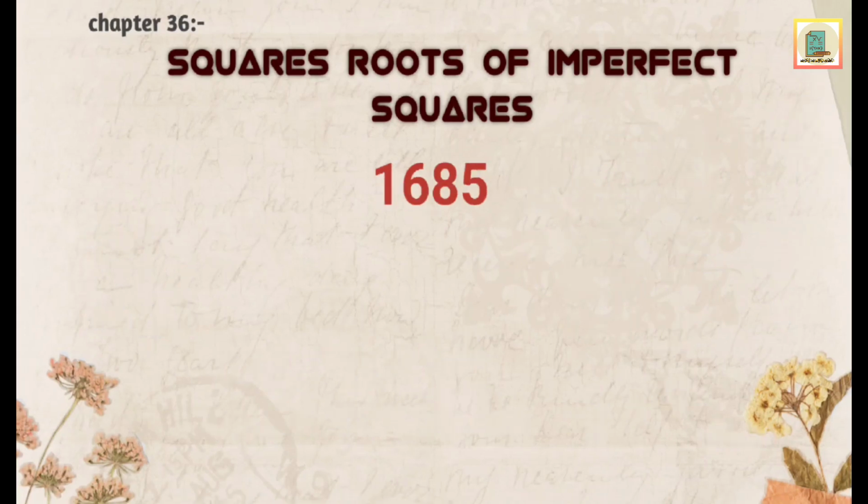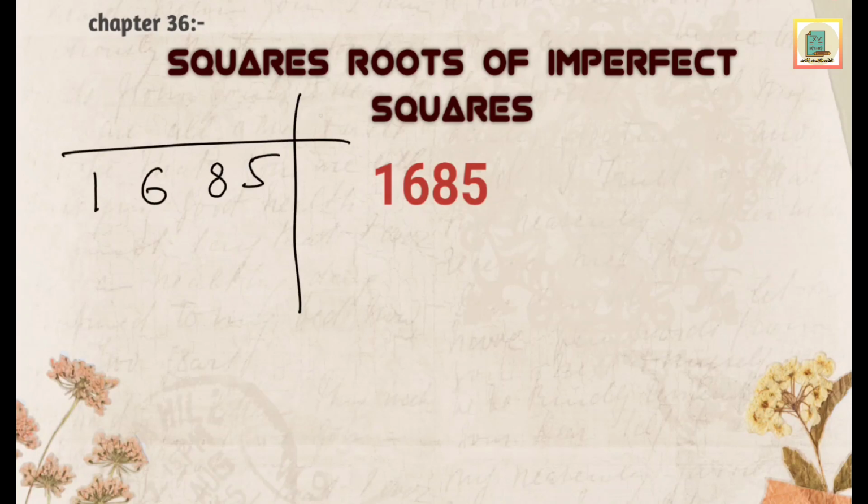Now let's find the square root of 1685. So 1685 is an imperfect square. So the answer will come in the decimal. So now let's start. So now let's first arrange the digits. So it's 1, 6, 8, 5. Now this side we'll write the answer and this side we'll write the divisor. Now before everything, we have to first arrange the digits in the pairs. So we'll start from the right hand side. So here 85 makes one pair and 16 makes one pair.